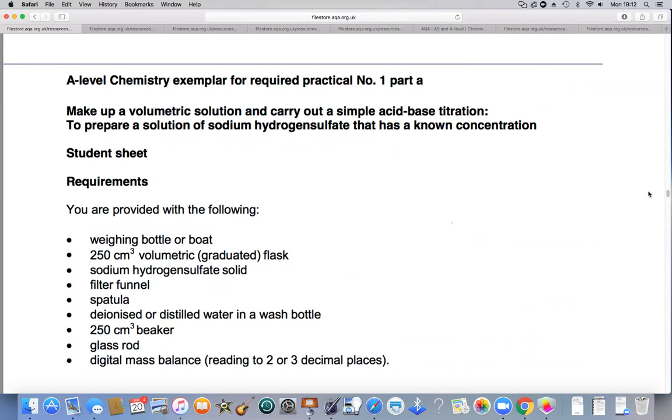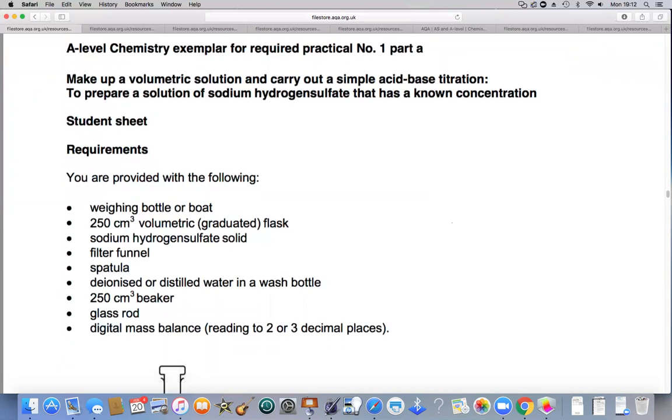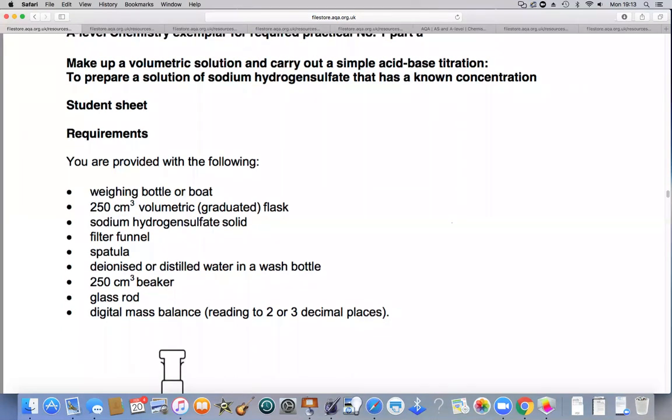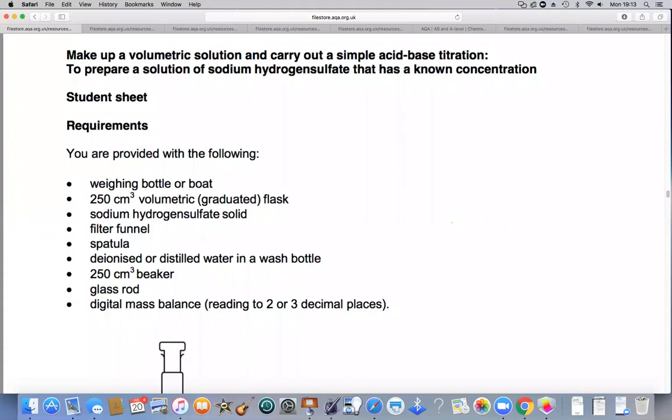But one of the nice things about these required practicals is that there are some variations in the process, and plenty of variations in terms of the chemicals that you might use. So it doesn't have to be sodium hydrogen sulfate, but it's a good example of one to use. It tends to be a fairly stable compound, so you can do the titration, say up to a week later, and you should get reasonably good results.